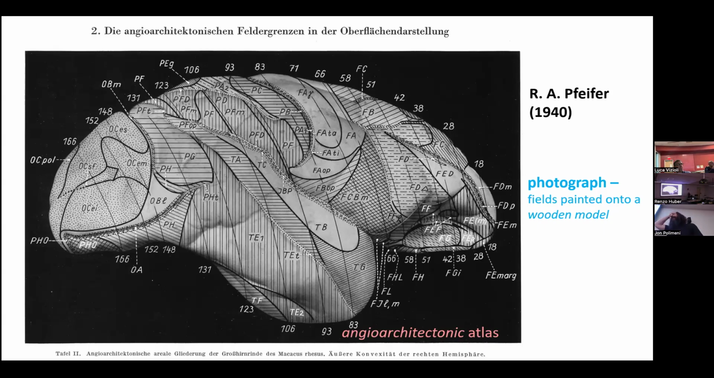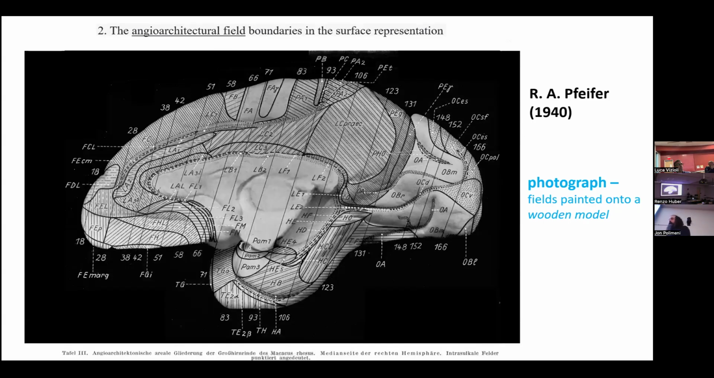Now, this is quite difficult. It's quite difficult to look at the blood vessels, for reasons we can talk about offline. This is work from Pfeifer, in macaque cortex. This is a cool photograph of these angioarchitectonic fields painted onto a wooden model in lateral and medial views. Again, we see really conspicuous differences in the vascular architecture, so much so that we can define cortical areas based on this architecture.